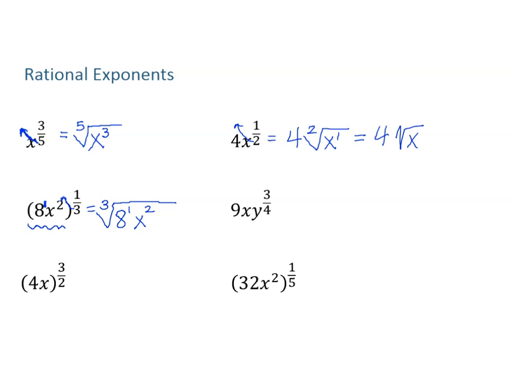Now, I can't find the cube root of x to the 2nd, but 8 does have a cube root. So think about it. Some number times itself, that equals 8. So the cube root of 8 is 2. And then the rest of it is still in the cube root.